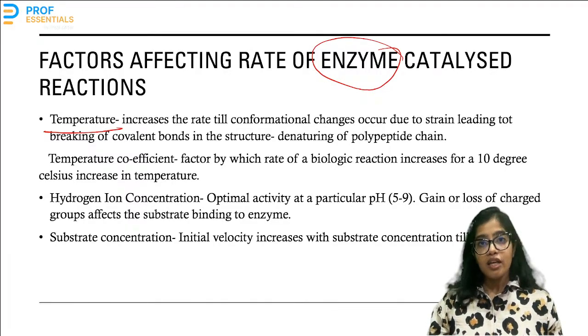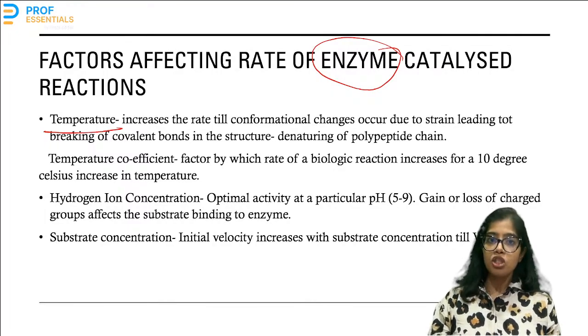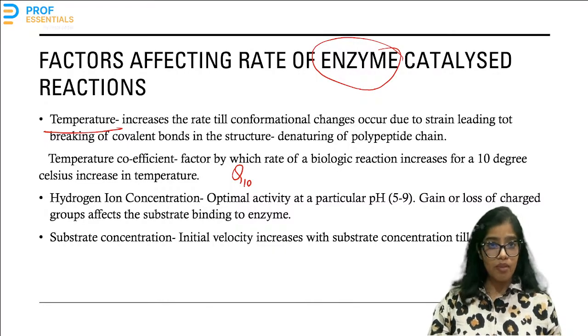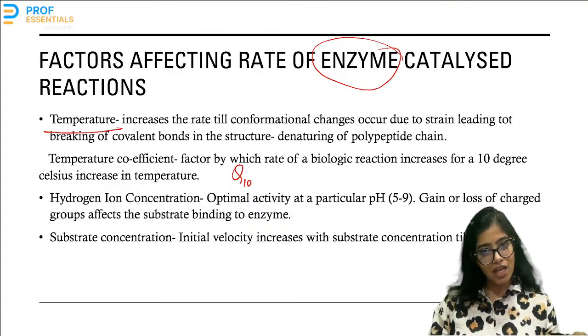Okay, therefore, the rate of an enzyme catalyzed reaction is affected differently by temperature. Now, what is the temperature coefficient? The temperature coefficient, which you denote by Q10, Q with a subscript of 10, is a factor by which the rate of a biologic reaction increases for a 10 degree Celsius increase in temperature. So if you increase the temperature by 10 degrees Celsius, how much is the reaction going to change?